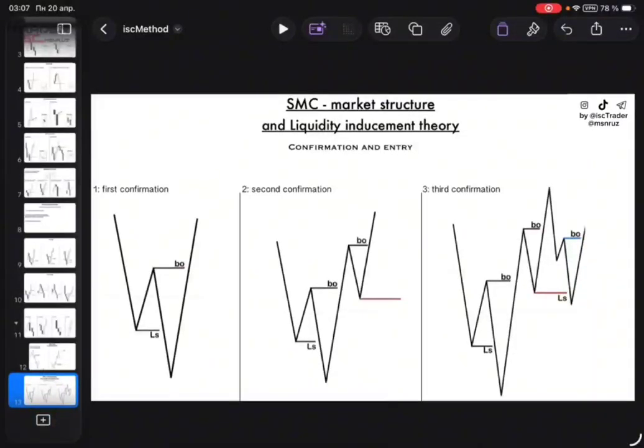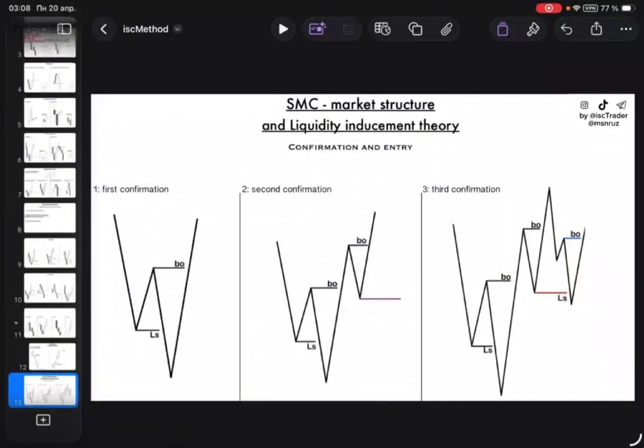Hello everyone. Today's topic is SMC, that is, Market Structure and Liquidity Inducement Theory. We will review these in detail. Alright then, so why exactly do we need SMC? For confirmation and entry. I'll try to cover this topic a bit quicker and more clearly, because there is no need to drag it out.